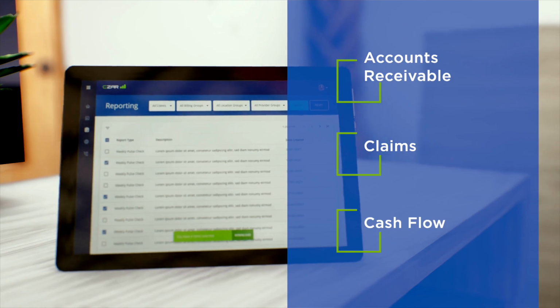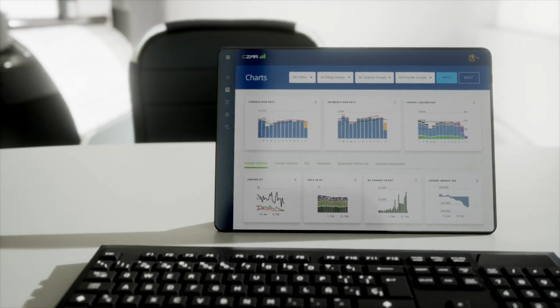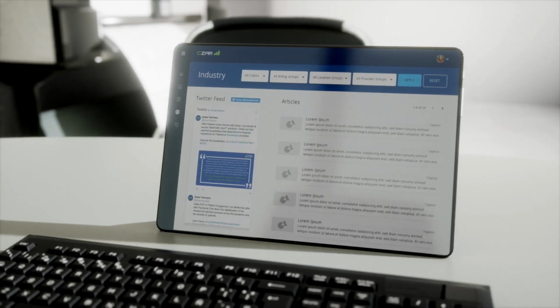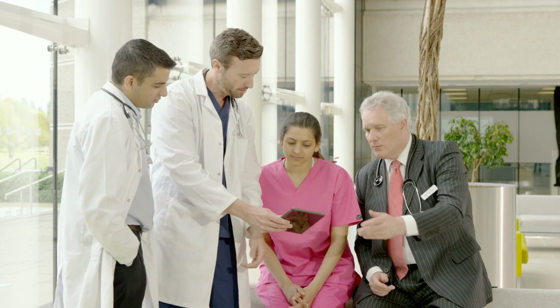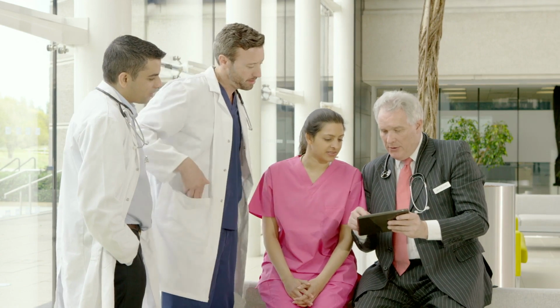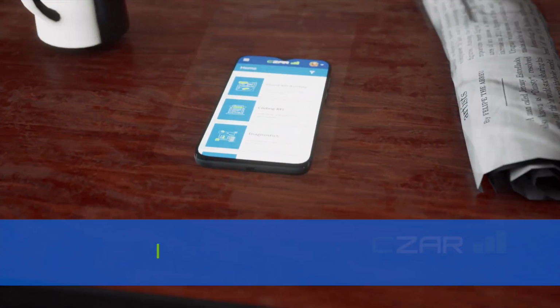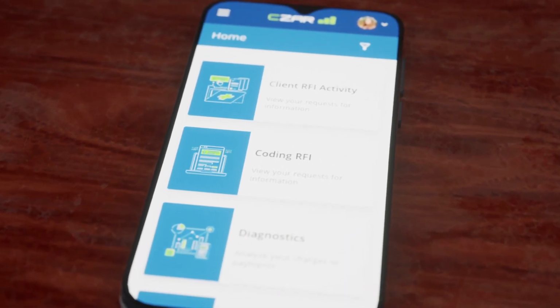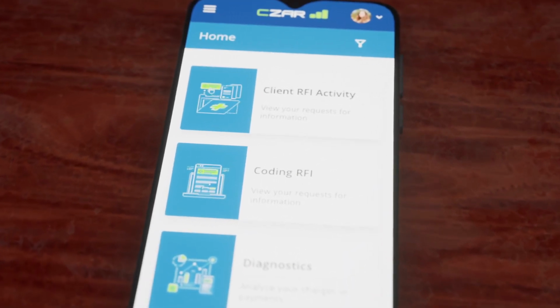and so much more. And like the healthcare industry, the cZAR platform is continuously evolving to keep up with changing technologies, regulations, and to enhance your user experience. The cZAR Next Generation dashboard provides fast load times with a user-friendly design so you can easily drill down and find the information you need.